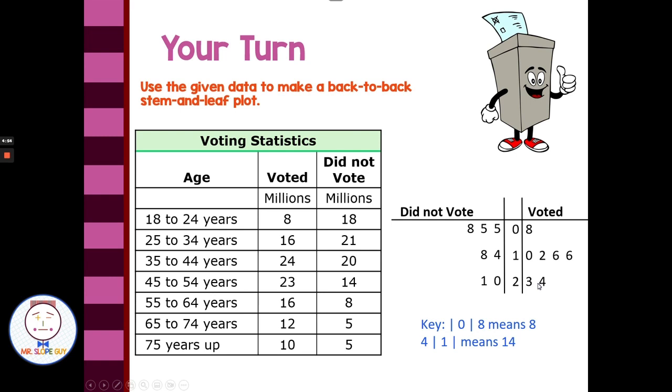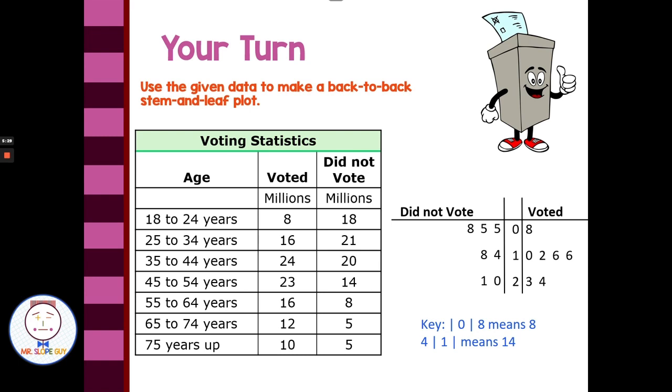And on the didn't vote, that's where it's going to be read from right to left. So 18 million that didn't vote would be 1 | 8. 21 million would be 2 | 1. 14 would be 1 | 4. So we have the limitation that we can really only compare at most 2 sets of data, or 2 different variables, with our set of data, vote and didn't vote, and there was not a place to put our age discrepancies. But there was a place to look at how many millions have voted and didn't vote.